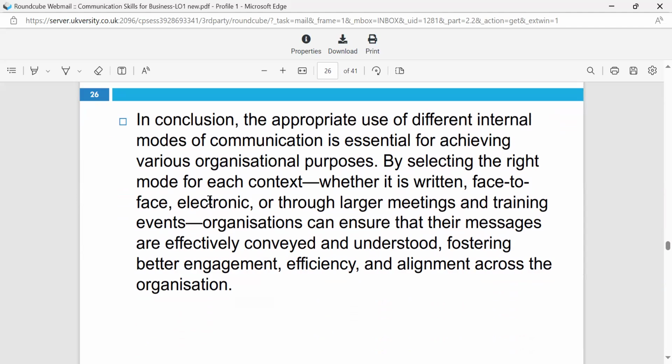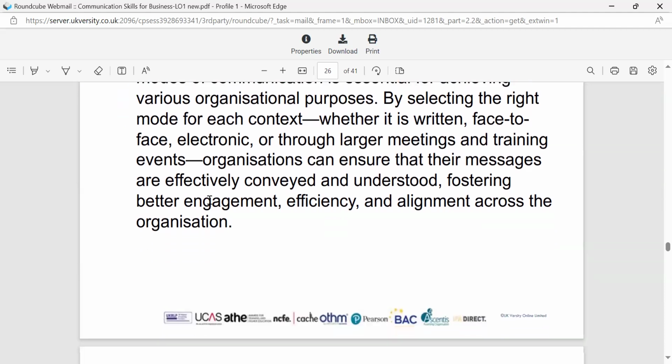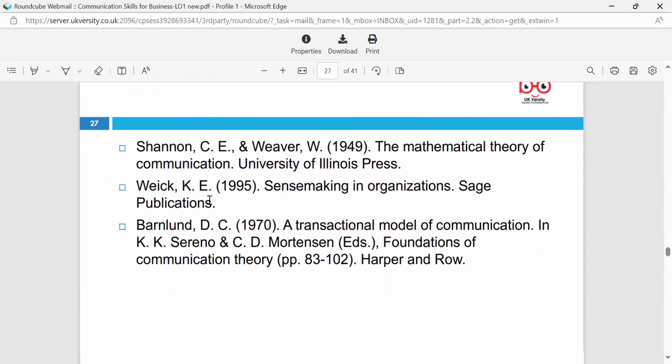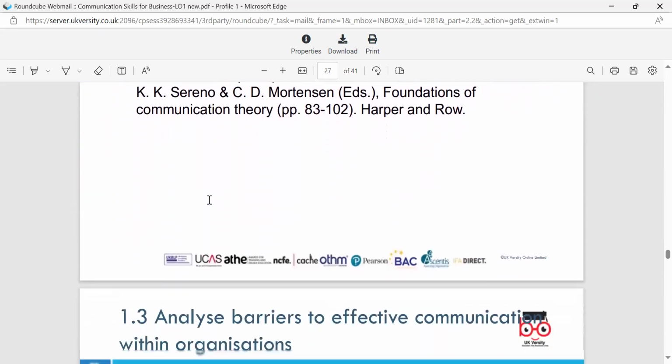Electronic communication is essential in today's digital world, but it carries risks that must be managed. Therefore, identifying the hazards of digital communication is imperative for any organization to maintain data security. So these are the reference points for looking at modes of communication.